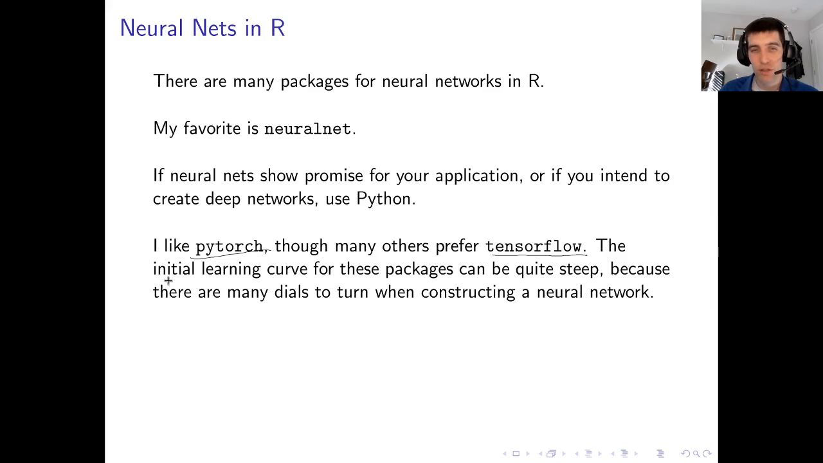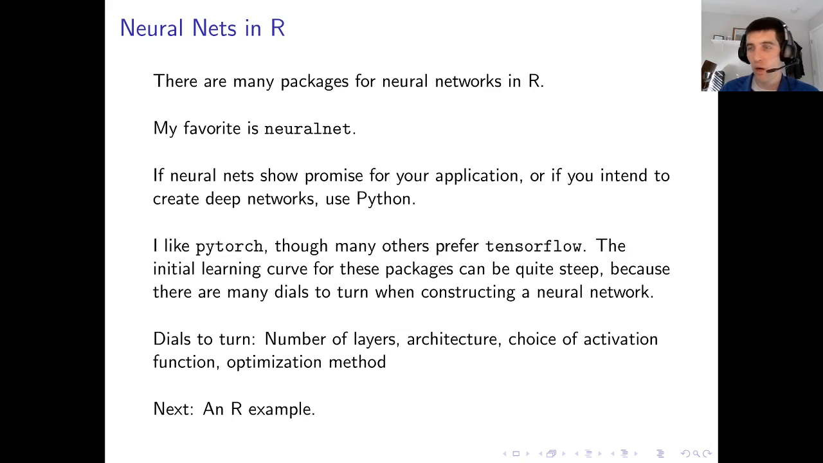The initial learning curve for many of these packages dedicated to deep learning can be very steep because there's a lot of dials that you can turn when you're constructing a neural network. In particular, choosing the sigma function, this activation function, is one we know of so far. Choosing the architecture of the neural network, there quickly becomes an infinite amount of ways that you can make minor manipulations, and so having all that flexibility, it takes some acquainting yourself with the software tools to do it.